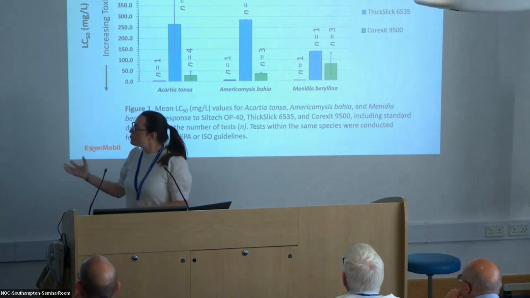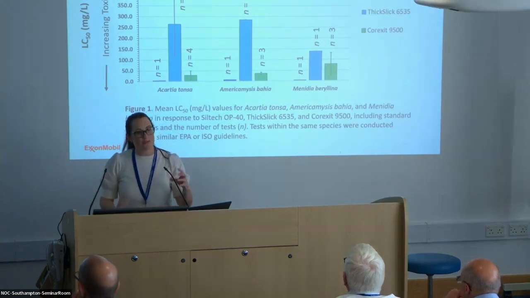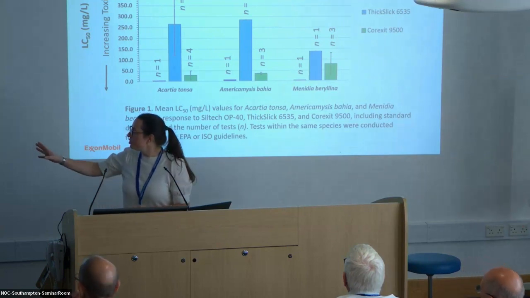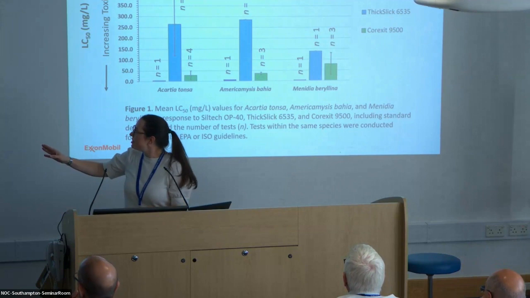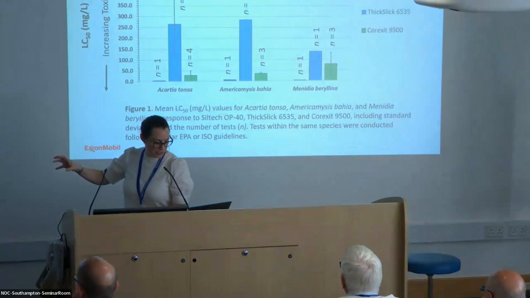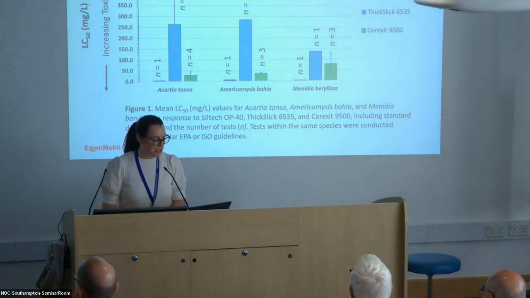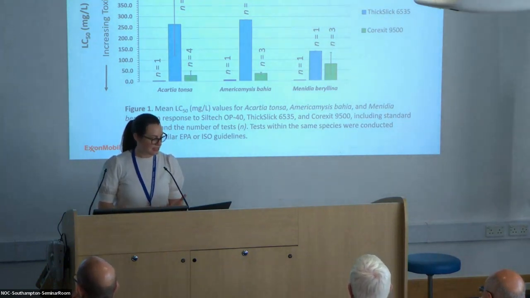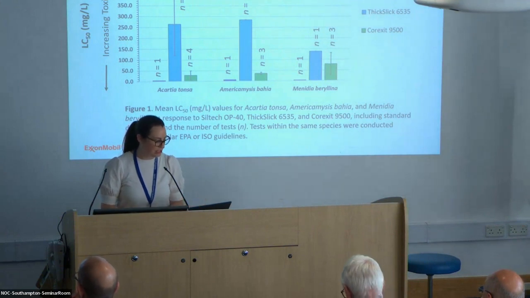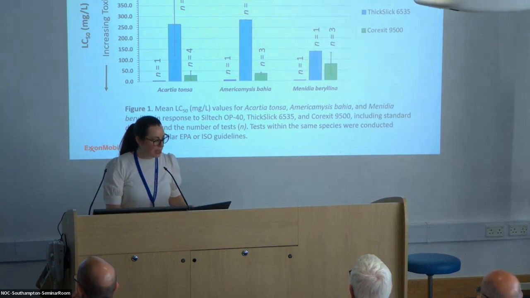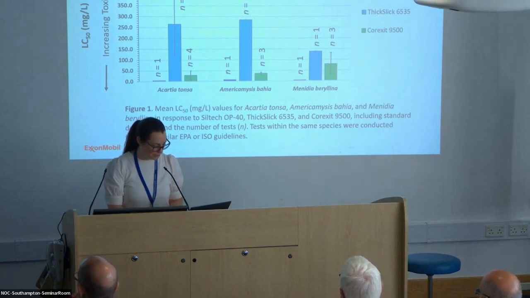The prior graph was a culmination of many different species. This graph shows you one species per group, and it compares the LC50 within that species. You'll see a similar trend here: Thick Slick is not as toxic to aquatic organisms as Siltec or Corexit. And again, remember the volume that's applied here as well. The herders obviously are going to be applied at a much lower volume than Corexit.